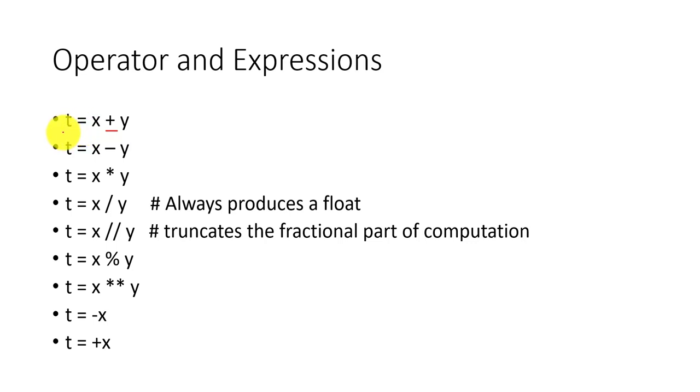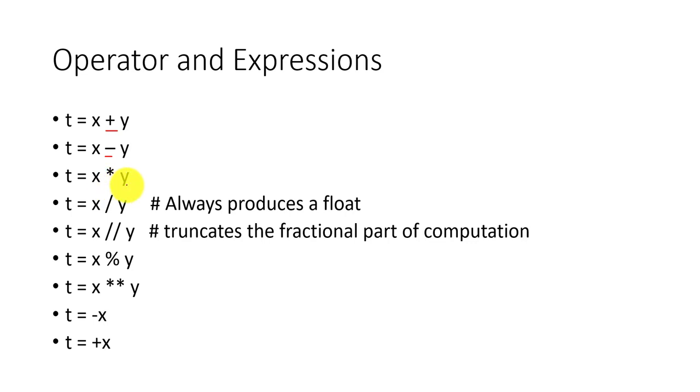So if x has the value 3 and y has the value 5, then t will get the value 8. That is 3 plus 5 in the first case. Similarly, we can calculate the difference of two variables using the operator minus. In this case, if x is 5 and y is 4, then t will get the value 5 minus 4, that is 1.